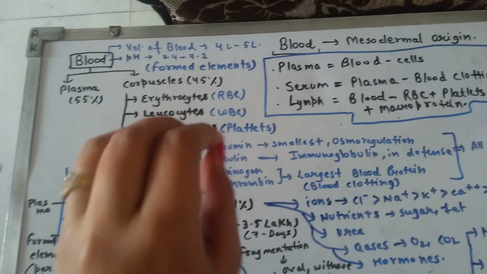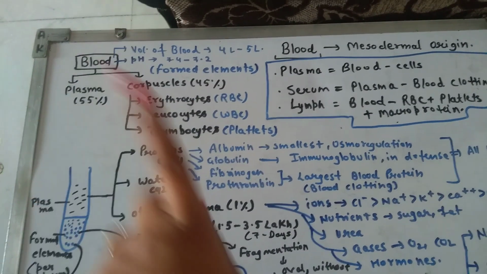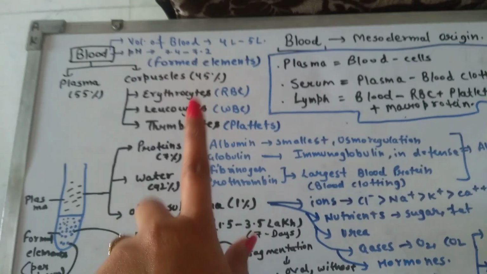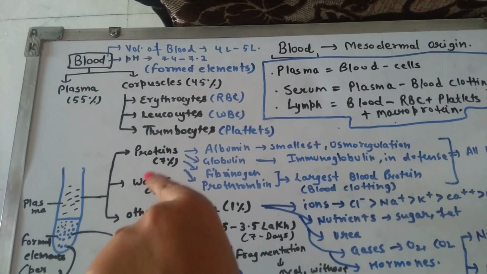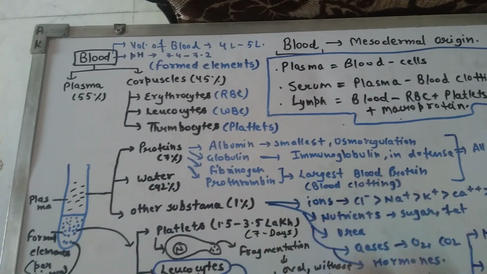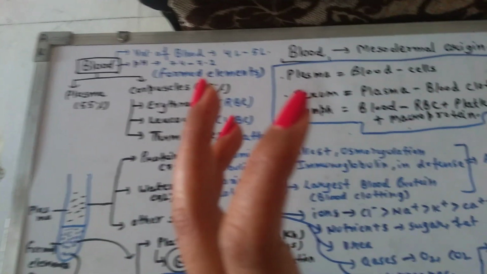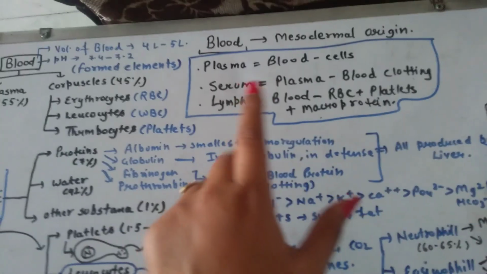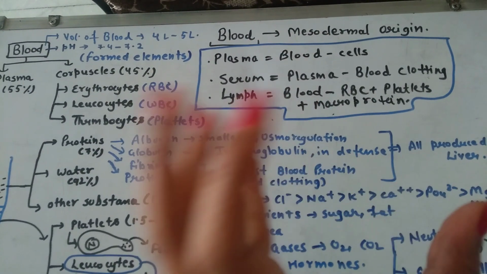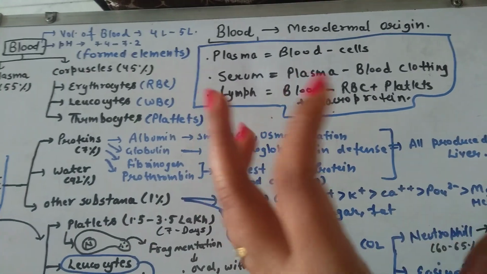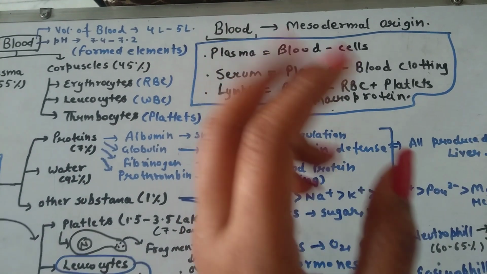So basically, I told you that blood is divided into two parts: plasma and formed element. Formed element is further divided into three parts: erythrocyte, leukocyte, and thrombocyte. What is plasma? Plasma is basically the blood minus cells. If we subtract all the formed elements from the blood, then it is called plasma.